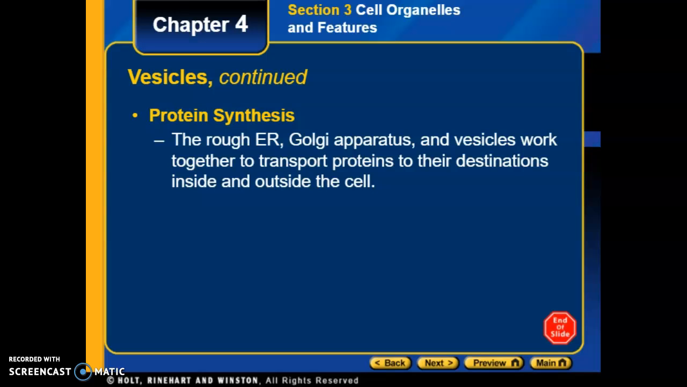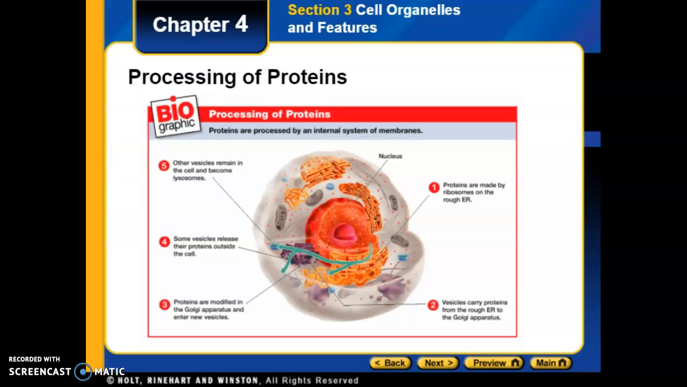So it says here, as far as protein synthesis goes, which we'll talk about in chapter 7, the rough ER, the Golgi apparatus, and the vesicles that they're packaged in work together to transport proteins to their destination, both inside and outside the cell. This just shows processing proteins. If you want to pause here and read the diagram, feel free to.